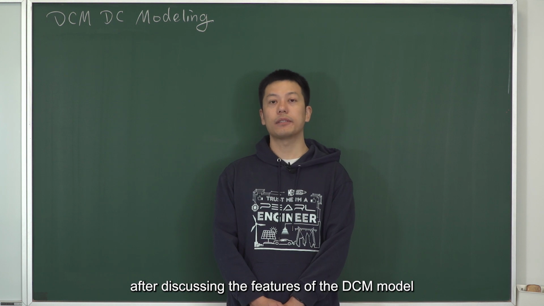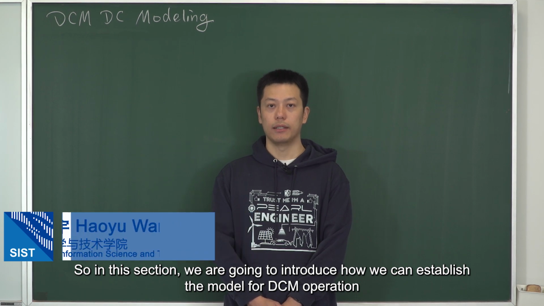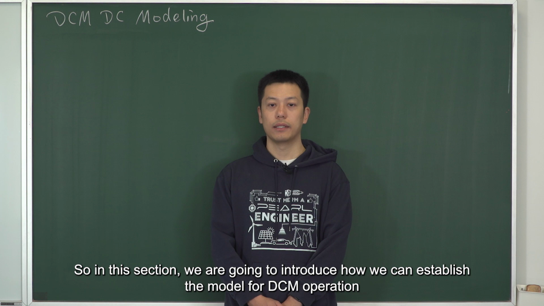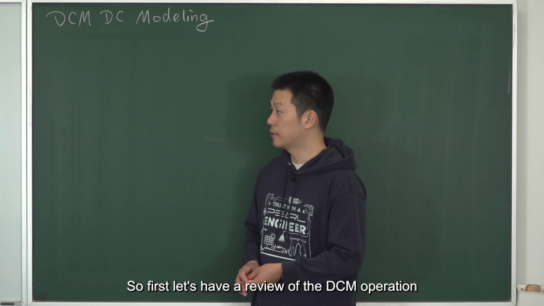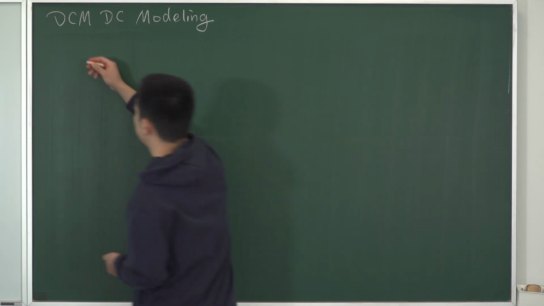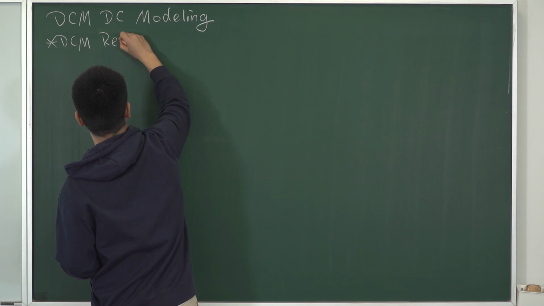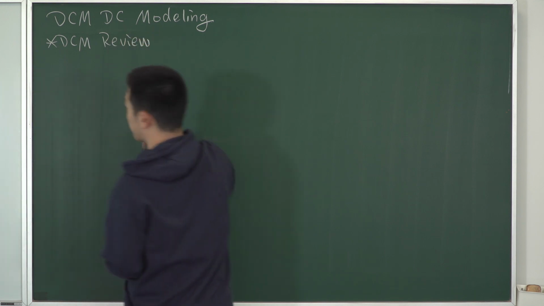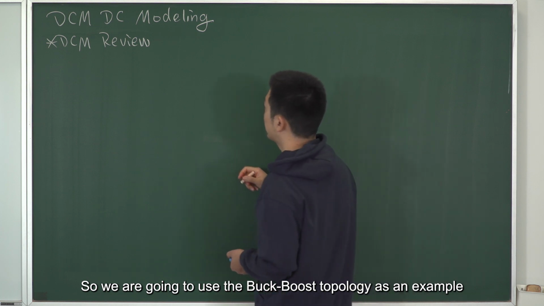After discussing the features of the DCM model, in this section we are going to introduce how we can establish the model for DCM operation. We are going to use the average switch model we learned in the last lecture. First, let's review the DCM operation. We are going to use the buck boost topology as an example.